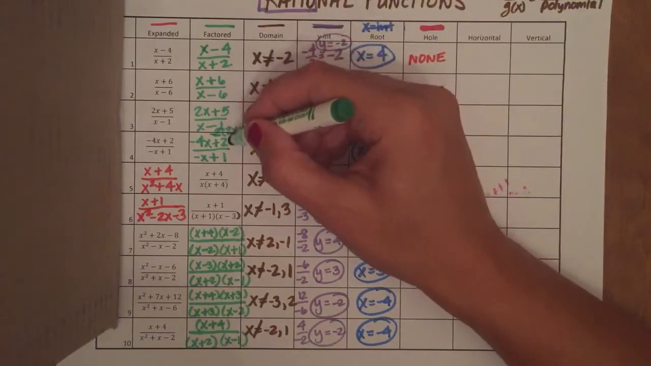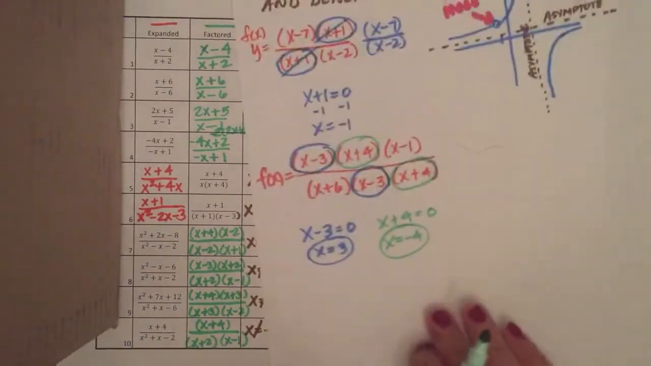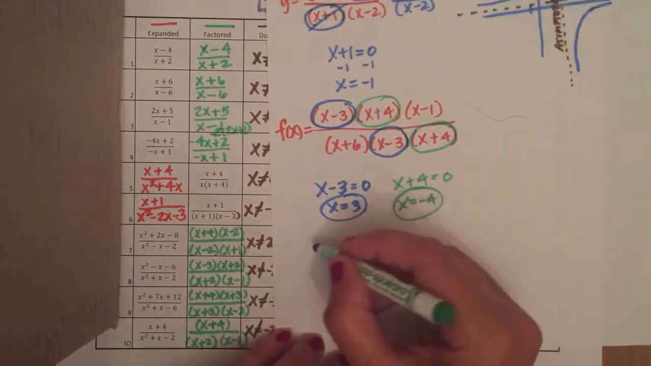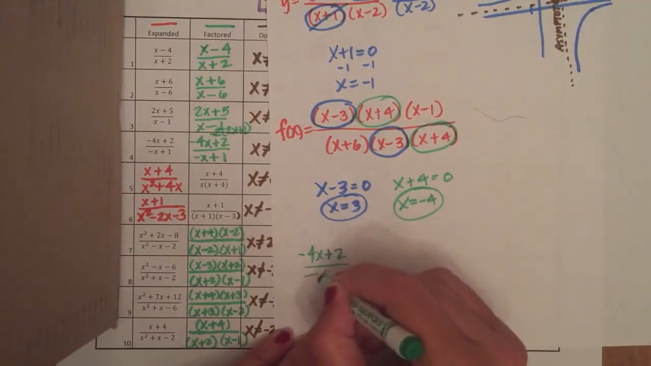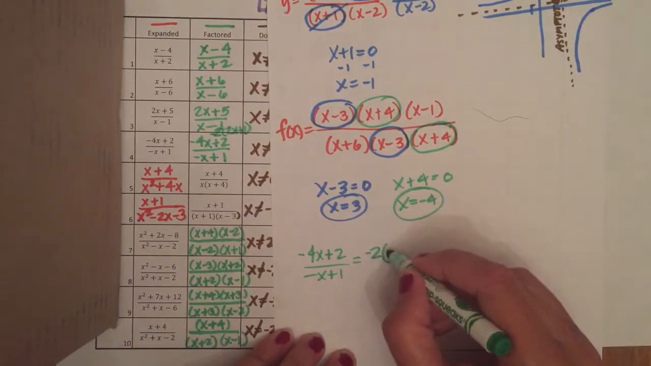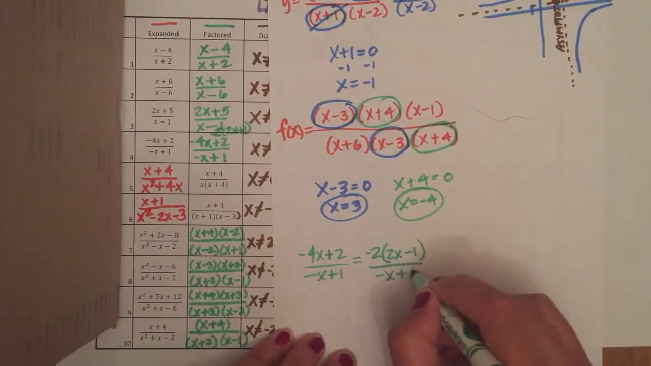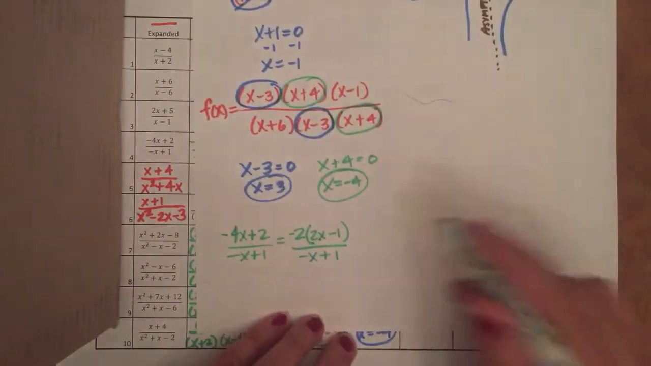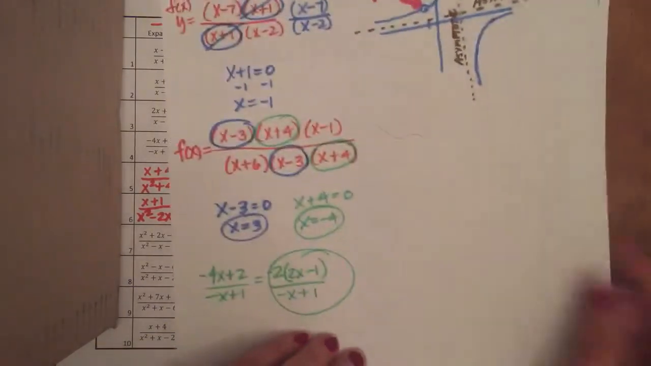So the factored form for this would actually be, I'm going to go ahead and write it over here. If you want to correct this, it's going to be negative 4x plus 2 over negative x plus 1. I could have factored out a 2 or a negative 2. I'm going to factor out a negative 2. And that would have left me with 2x plus 1 on top and negative x plus 1 on the bottom. So that should be your correct factored form for number 4.